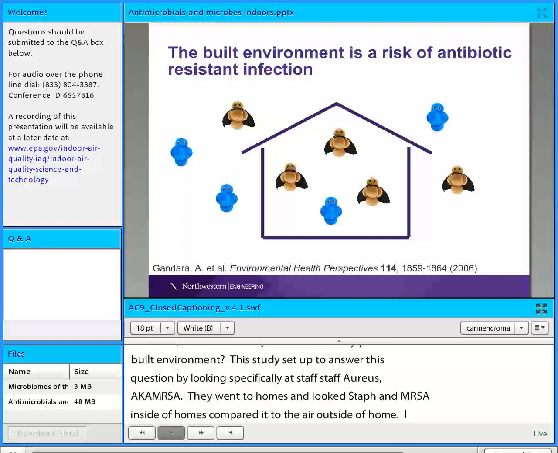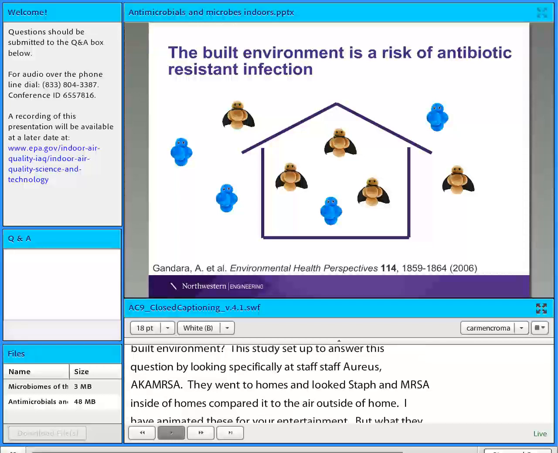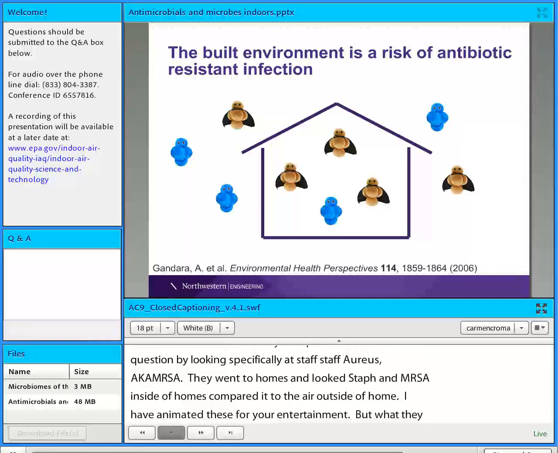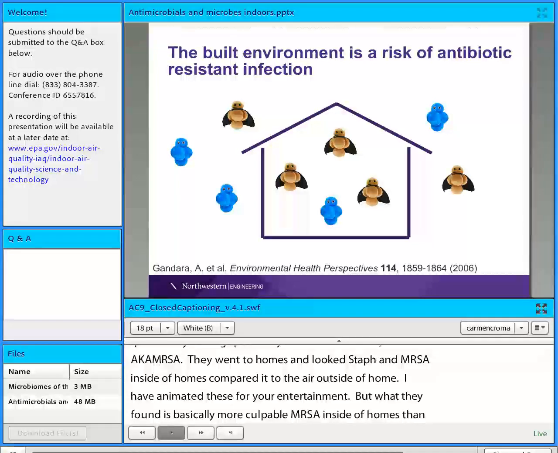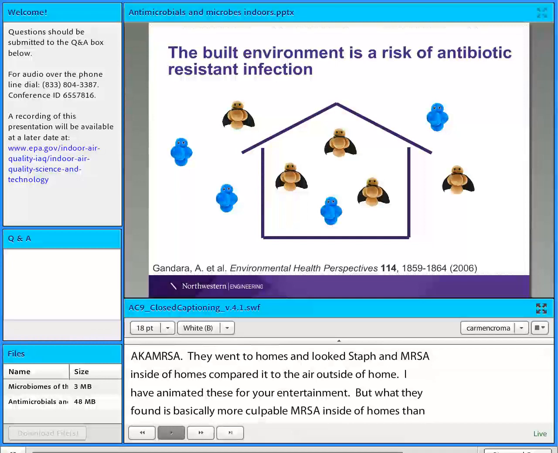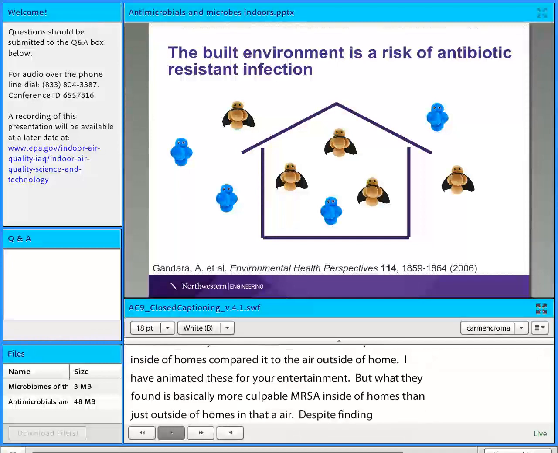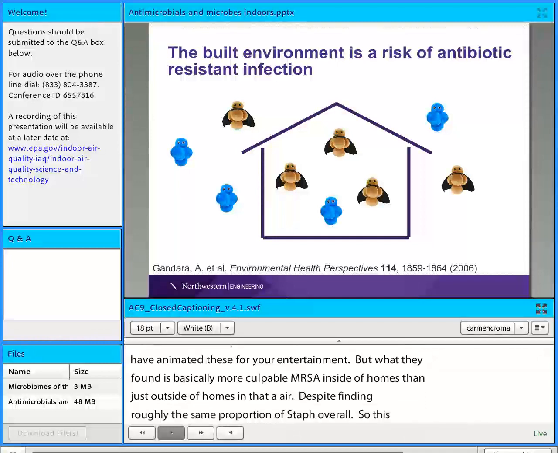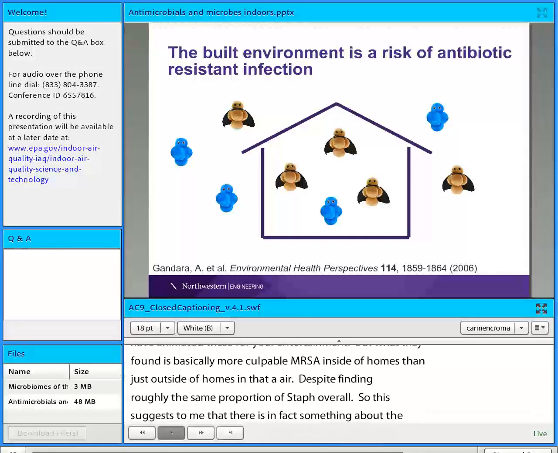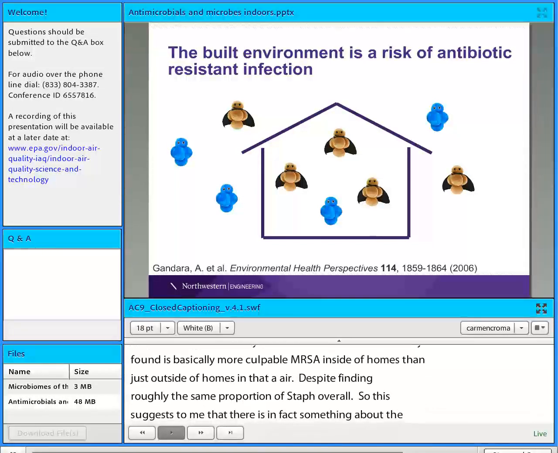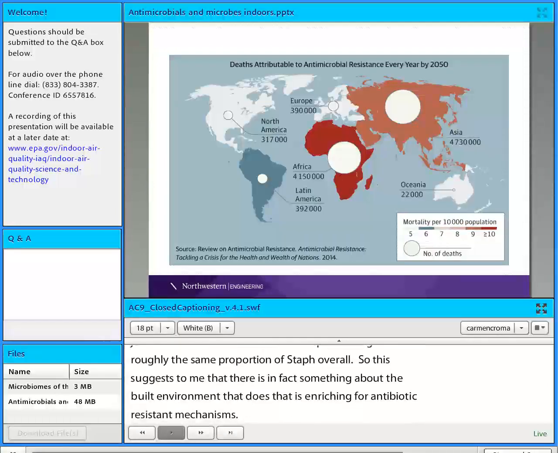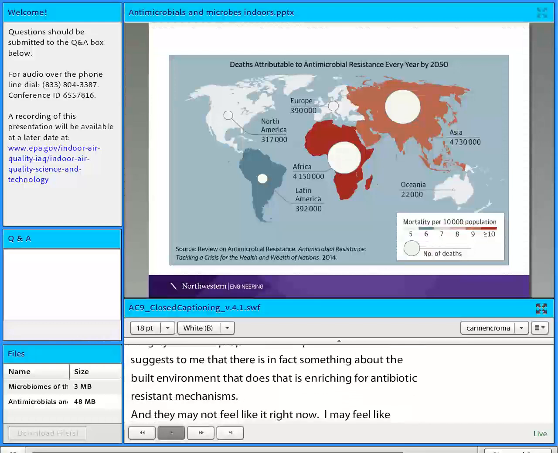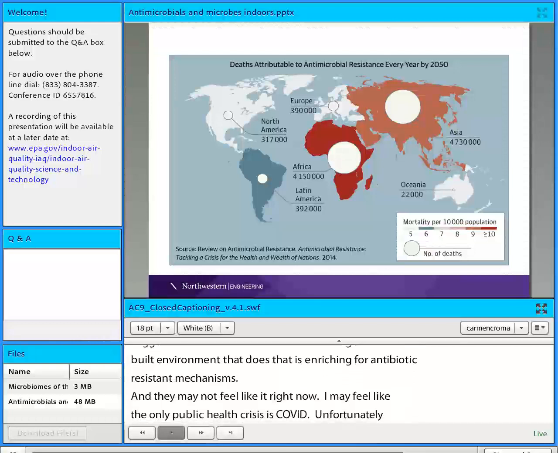But what they found is basically more cultivable MRSA inside of homes than just outside of homes in that air, despite finding roughly the same proportions of Staph overall. And so this suggests to me that there is, in fact, something about the built environment that's enriching for antibiotic-resistant organisms. And it may not feel like it right now. It may feel like the only public health crisis is COVID. Unfortunately, that's not the case.